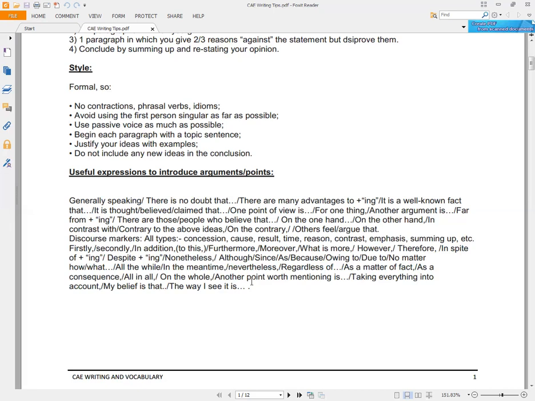Secondly, in addition or in addition to, furthermore, moreover, what's more, however, therefore, in spite of, despite, and notice that in spite of or despite must be followed by a noun or verb in ing. Those are to express addition or to express contrast in the meaning.